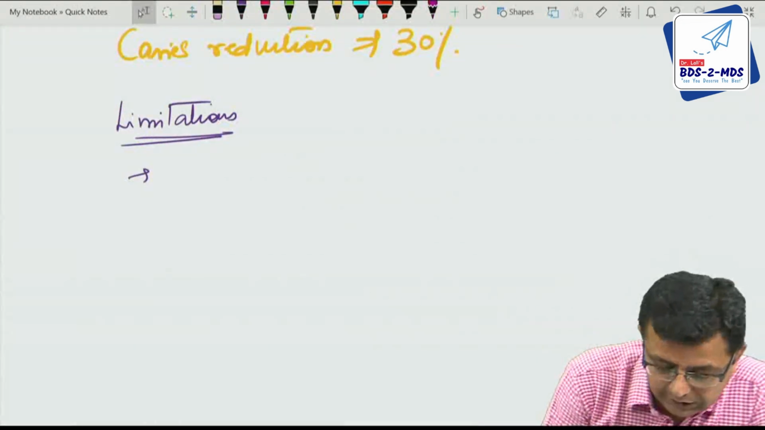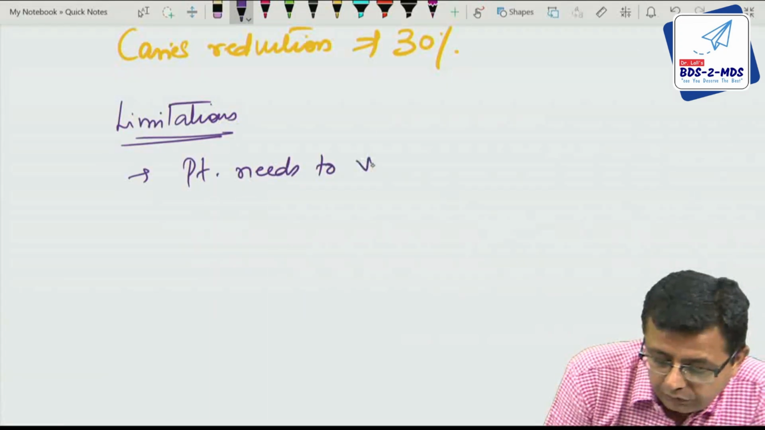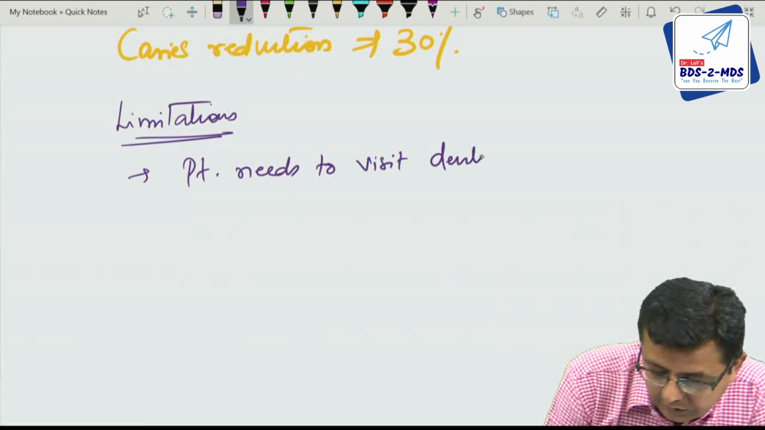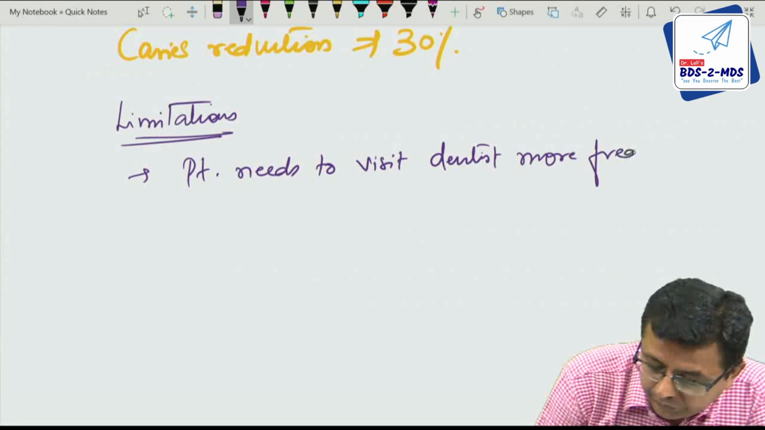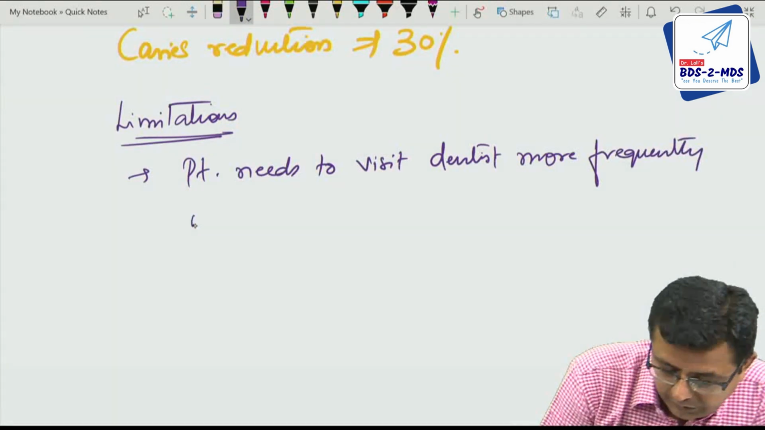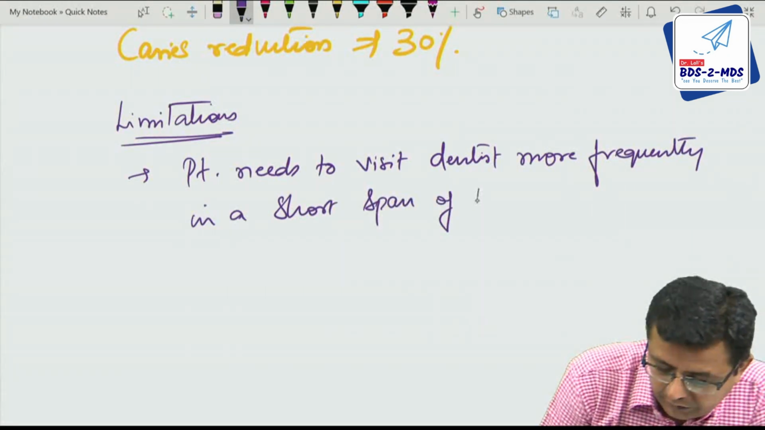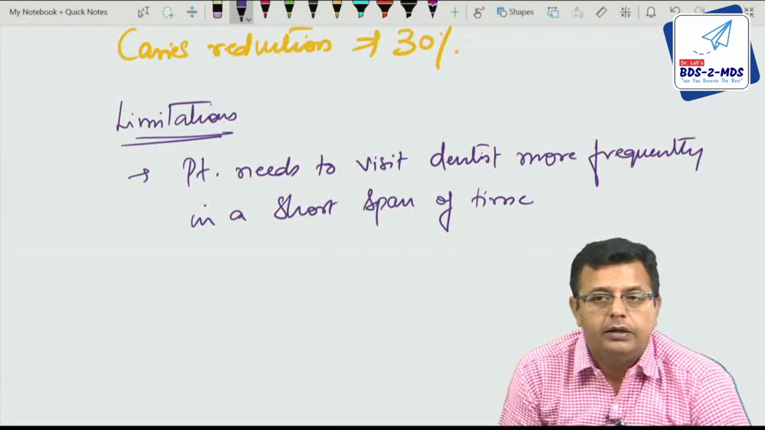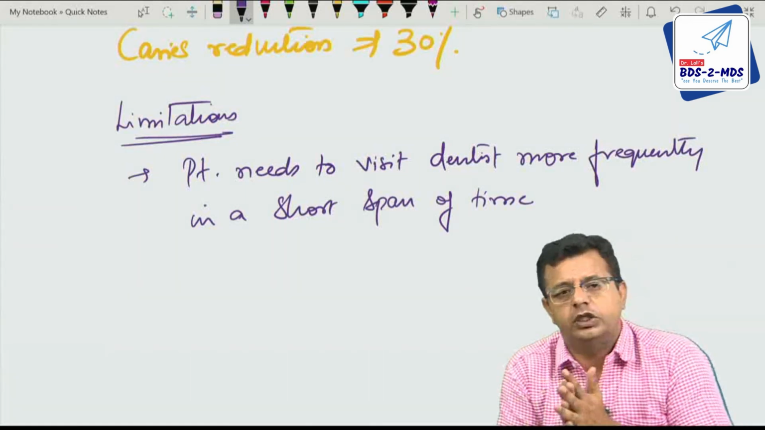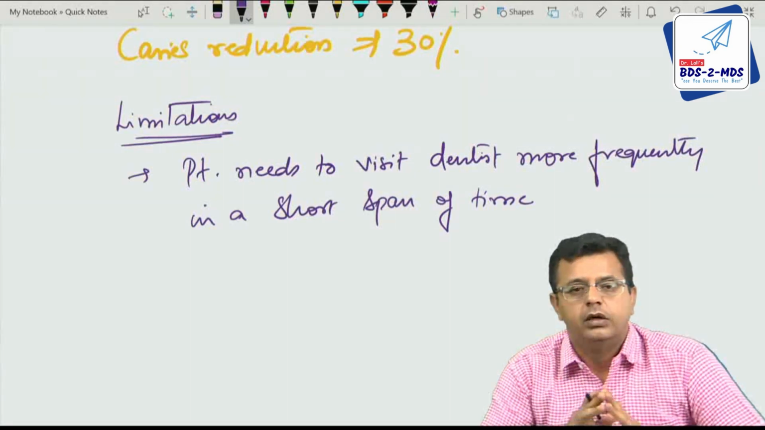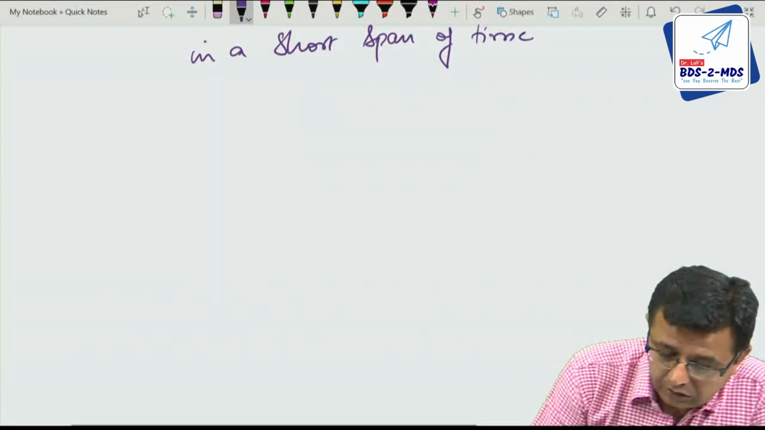Actually the only limitation with sodium fluoride is only one. A patient needs to visit the dentist more frequently in a short span of time. Because the child has to visit for 4 consecutive weeks, isn't it? So that is the only limitation. He has to visit more frequently in a short span of time. Okay, now this is about sodium fluoride.